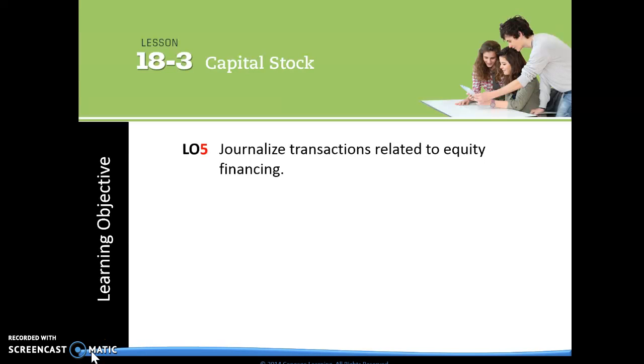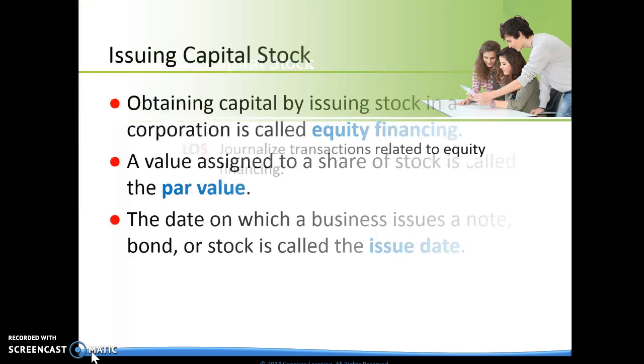You should have your books open to 18.3. 18.3 is talking about capital stock. We have one learning objective. You need to be able to journalize transactions related to equity financing.